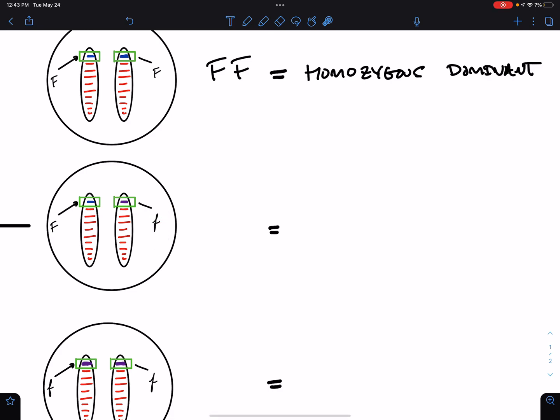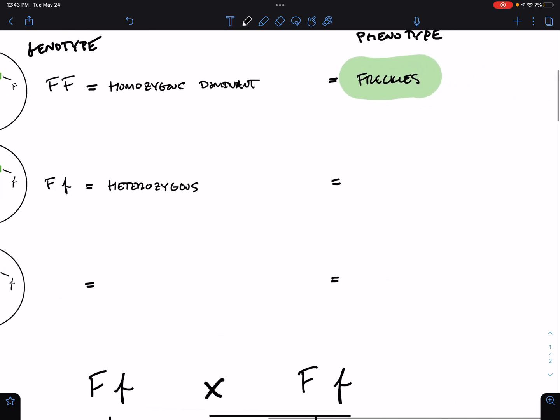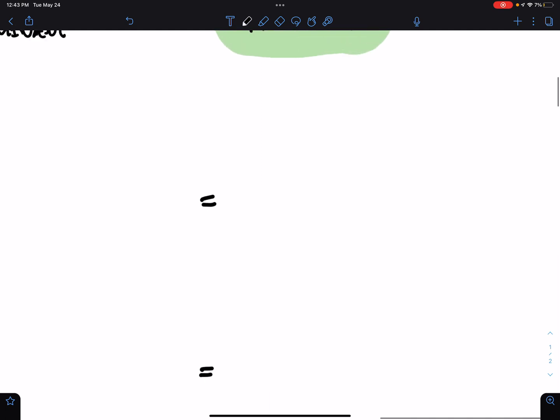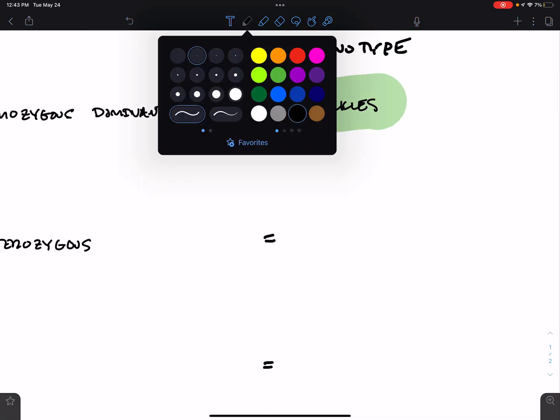Okay, but you also could have one copy of the big F allele in blue and one copy of the little f allele here in purple, which means your genotype is big F, little f, and we call this heterozygous. If you are heterozygous, this also means that you have freckles.